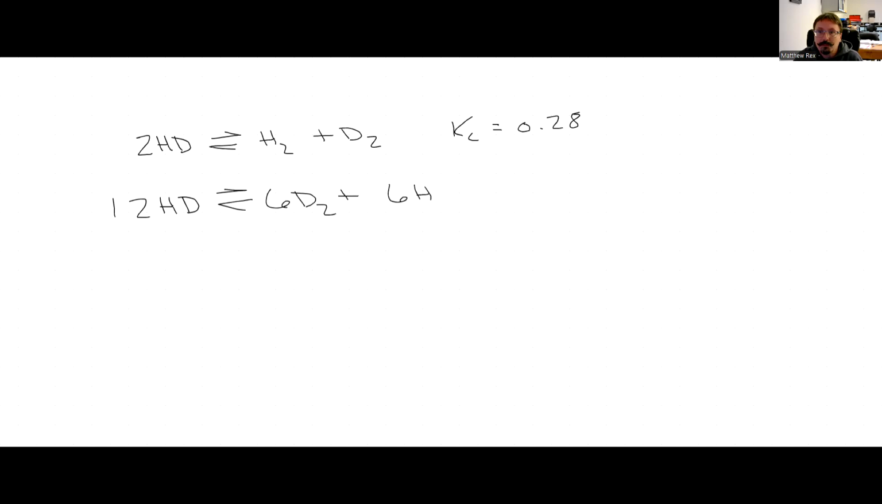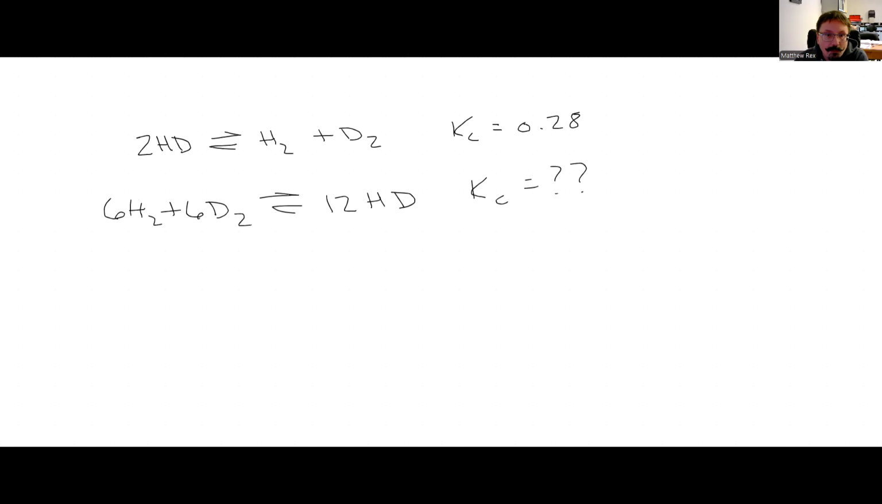We are trying to get to this reaction. Wait, why did I flip it? I don't know why I flipped it. Sorry, come on. There we go. So yeah, we're going from 6 H2 plus 6 D2 goes to form 12 HD. And we want to find what is that, Kc?